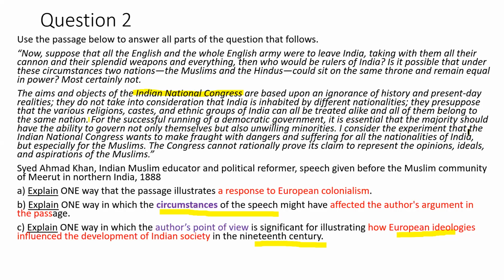I consider the experiment that the Indian National Congress wants to make fraught with dangers and sufferings for all the nationalities of India, but especially for the Muslims. The Congress cannot rationally prove its claim to represent the opinions, ideals, and aspirations of the Muslims. So he makes it clear that he is opposed to whatever this democratic plan is to treat everybody equal that the Indian National Congress is apparently promoting. And he feels that this is especially risky for Muslims.